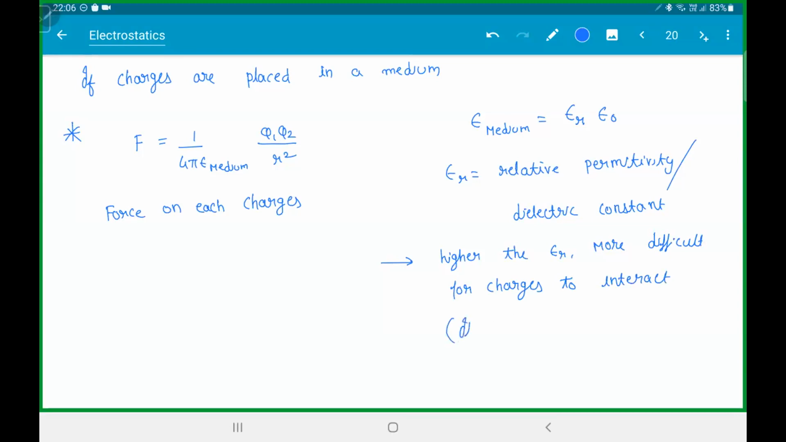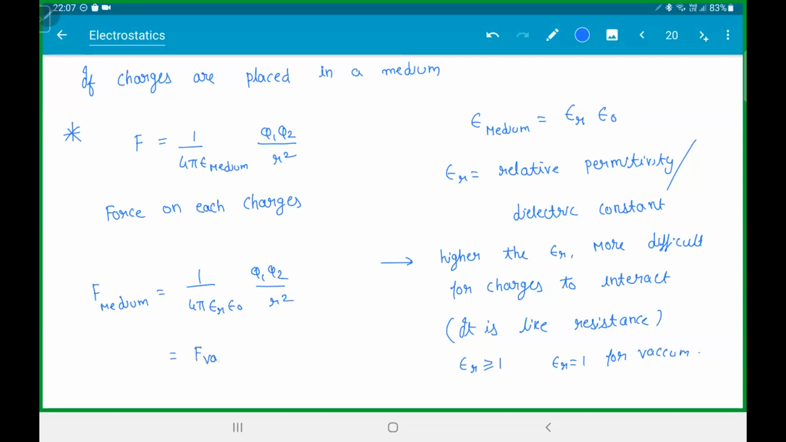So it is like resistance. And epsilon R value is always greater than or equal to 1, and for vacuum it is 1. So what is exactly happening here? If you look at the value here, the force in the medium will be 1 by 4 pi epsilon medium, that is epsilon R into epsilon naught, Q1 Q2 by R square. This becomes force in vacuum by epsilon R.